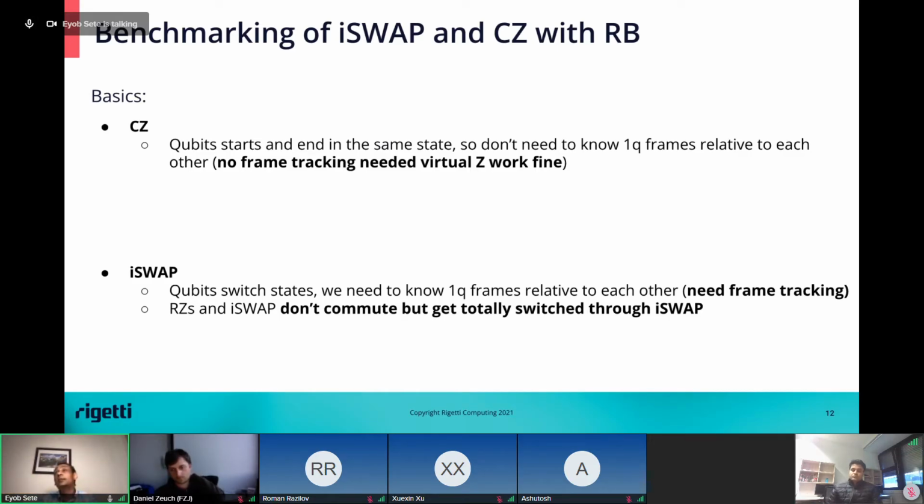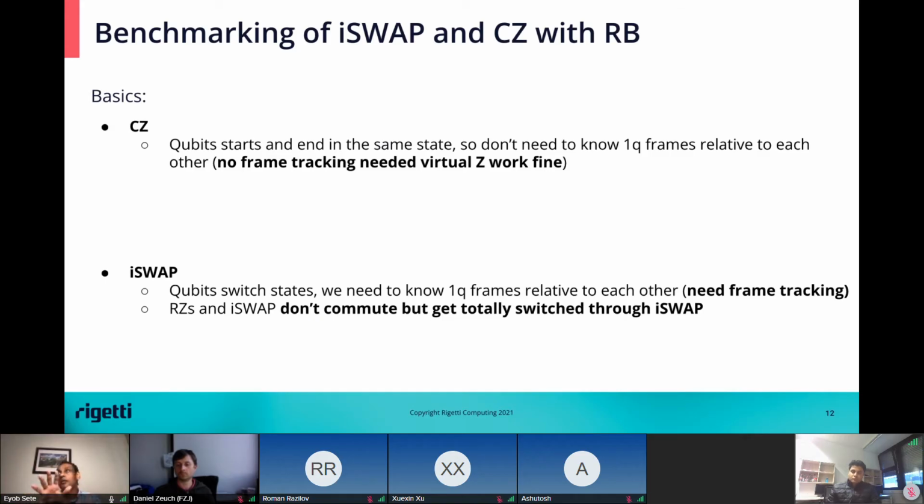But for iSWAP, it's a little bit tricky because you start with, say, 1,0 and you end up with 0,1. You swap the population, right? So that means you have to track the frames of the qubits relative to each other, because you are swapping with this energy, and the phases are changing with time, as I will show in the next slide. So it's important we track the frames of the qubits. And the other aspect is that RGs does not commute with iSWAP.